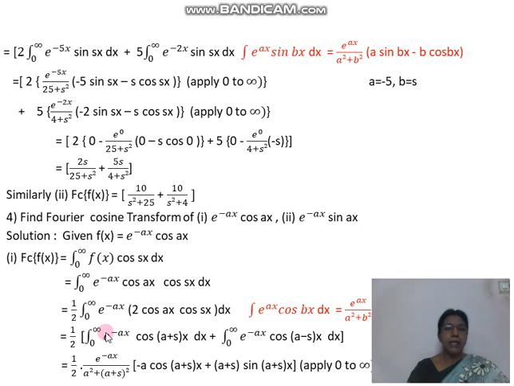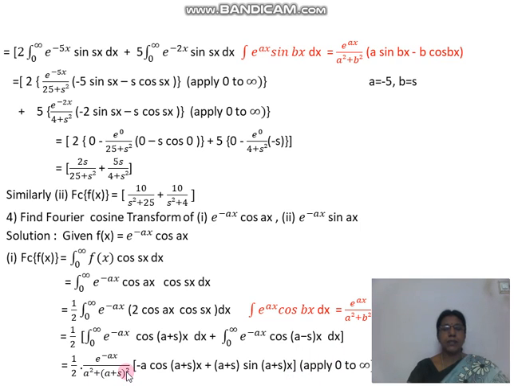Now this is 1 by 2 for the first integral: e power minus ax by minus a whole square plus b square, that is a plus s whole square, into minus a cos a plus sx plus b, that is a plus s, into sin a plus s x. Apply limits 0 to infinity. This is only for the first integral. First, applying infinity, e power minus infinity becomes 0, and 0 into anything by anything is 0. So for the infinity limit you get 0. Next, we have to check the 0 limit.